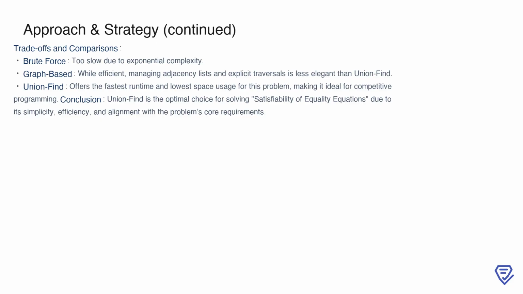On the other hand, union find offers the best combination of speed and simplicity. With its near-constant time operations and minimal space requirements, it excels in handling even large-scale test cases. This makes it a favorite among competitive programmers and a natural fit for problems involving equivalence relations. Ultimately, union find aligns perfectly with the core requirements of the satisfiability of equality equations problem, striking an ideal balance between efficiency, clarity, and scalability, and making it the clear choice for our solution strategy.